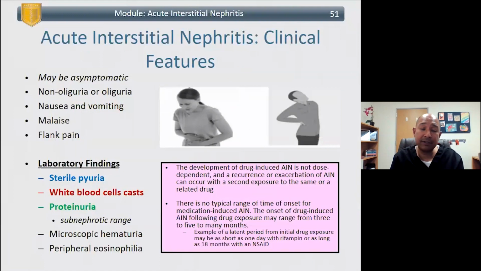Clinical features of this: patients may be asymptomatic, non-oliguric or oliguric, and they could have some nausea and vomiting, even some flank pain. What are some of the findings? One of the key findings when I think about interstitial nephritis is sterile pyuria. Why? Because where is all the inflammation? It's going to be in that interstitial space, not in the tubule itself. But you can have white blood cell casts, some proteinuria usually in the subnephrotic range, microscopic hematuria, and of course, some peripheral eosinophilia.